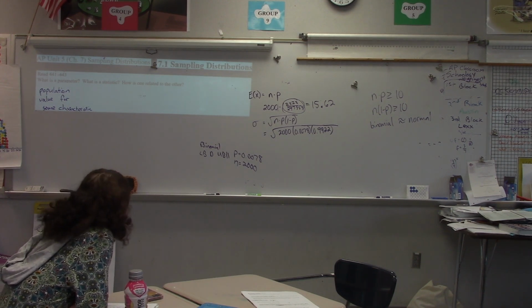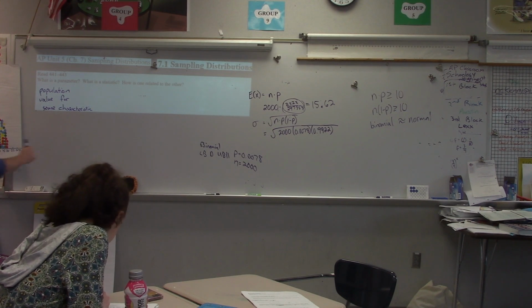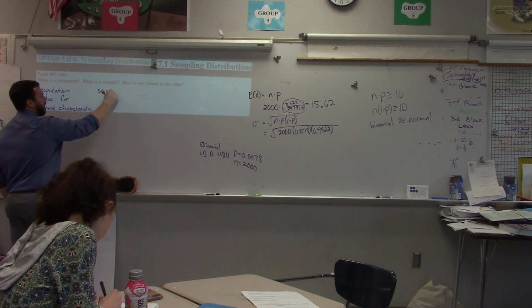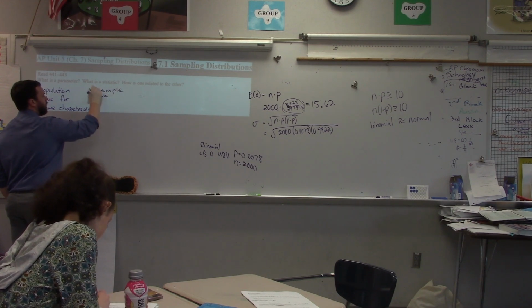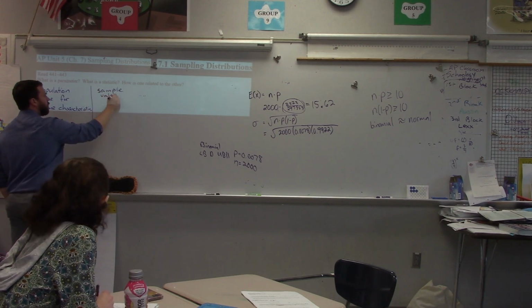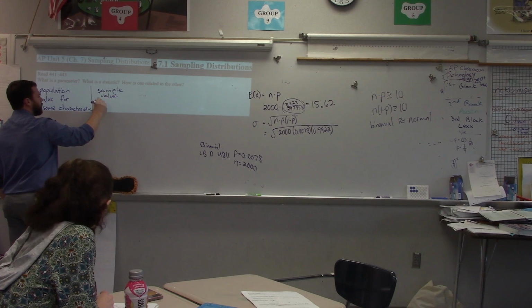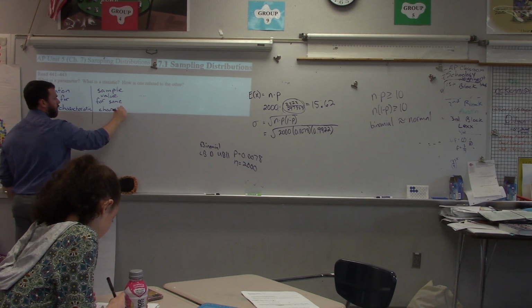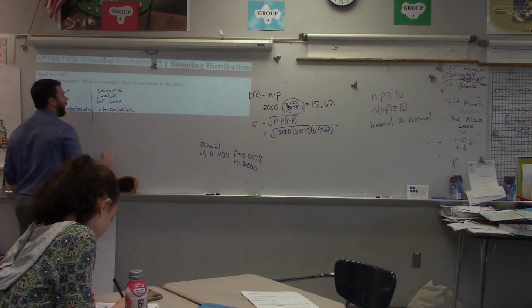What is a statistic then? It is a sample value for some characteristic. There's probably a slightly better wording for this in the book, but these are the ideas. Make sure you read the book. So how are they related?